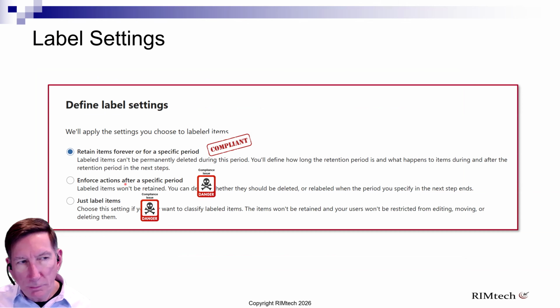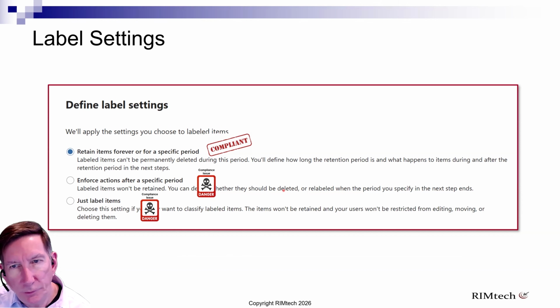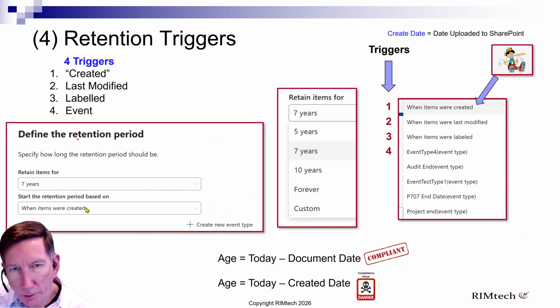We want real records management, which means everything will be locked down as a record, immutable. It means that at the end of the life cycle, we're going to review it in advance of disposition. Not negotiable, okay? So we eliminate this, just label the items. We eliminate enforce actions after a specified period. We don't want the machine doing any deletion. We as records people want to control that deletion in the review process. This is what we want right here, which is retained forever or for a specific period, which is what we're going to specify. Now we have the screen here to fill out, which is define the retention period.